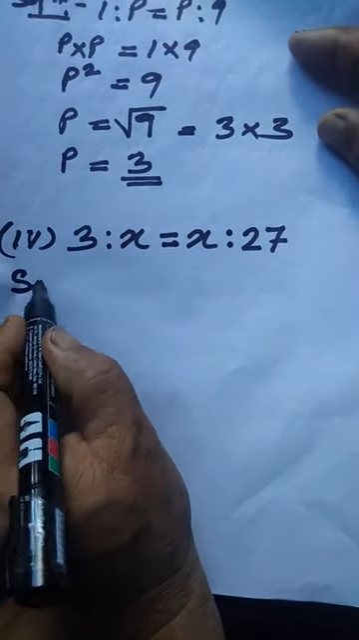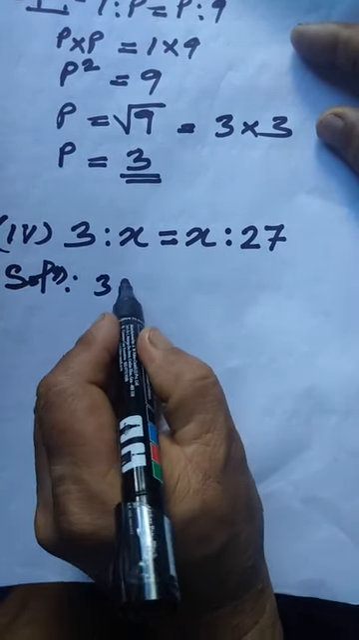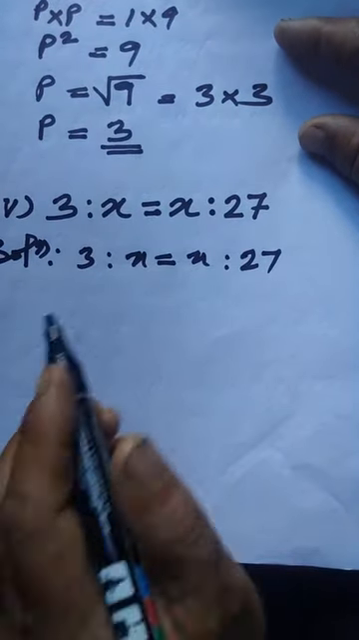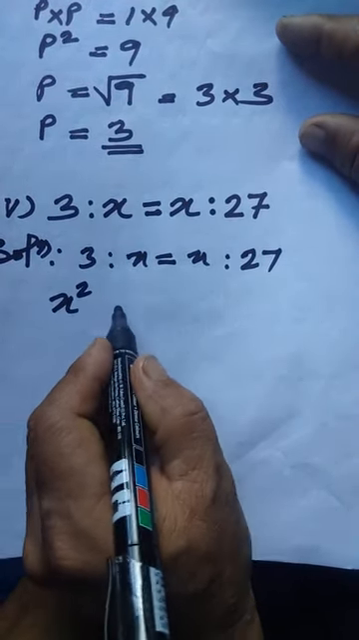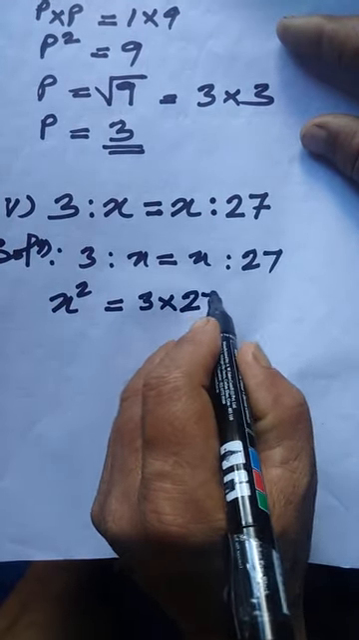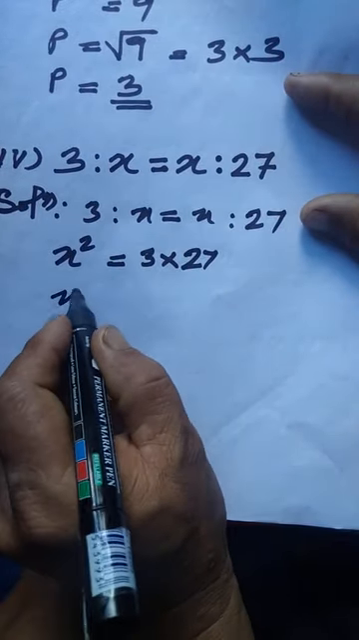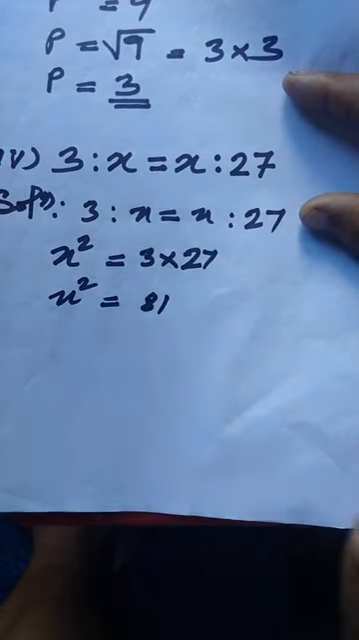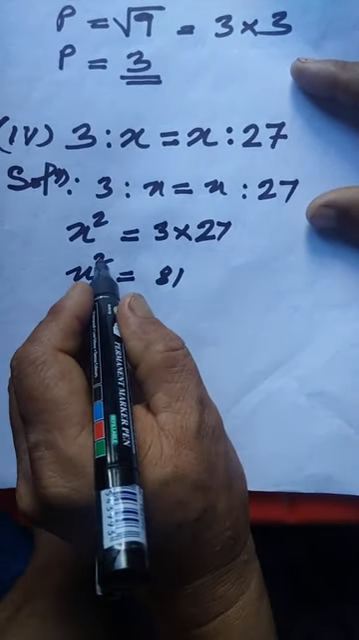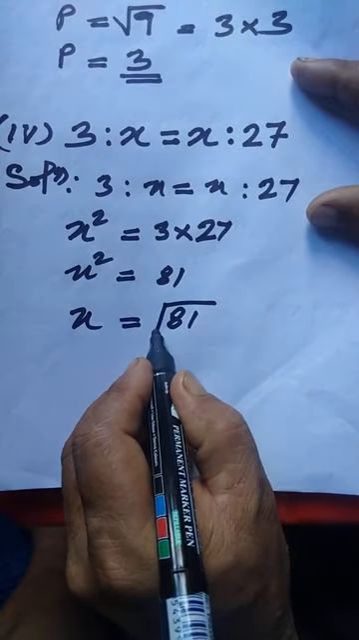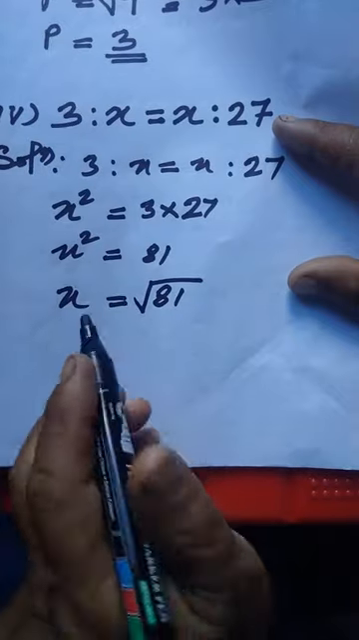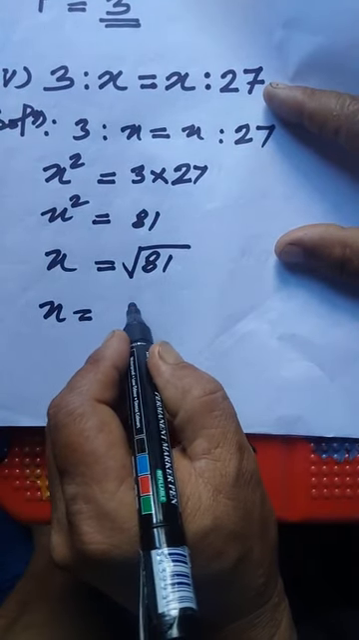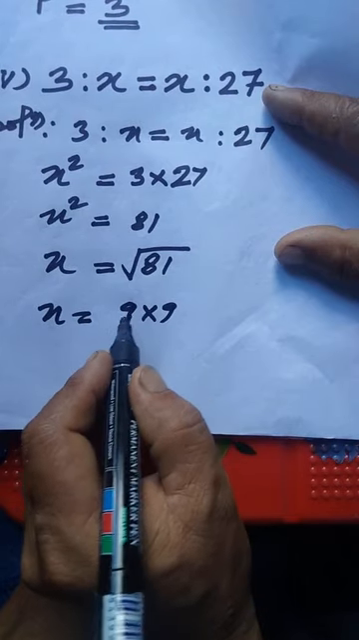Next, 3 is to x equal to x is to 27. Multiply: x square equal to 3 multiplied by 27. 3 sevens are 21, 3 twos are 6 and 2 carry, 8, so 81. x square equal to 81. Take the square root: square root of 81 is 9, since 9 multiplied by 9 is 81.